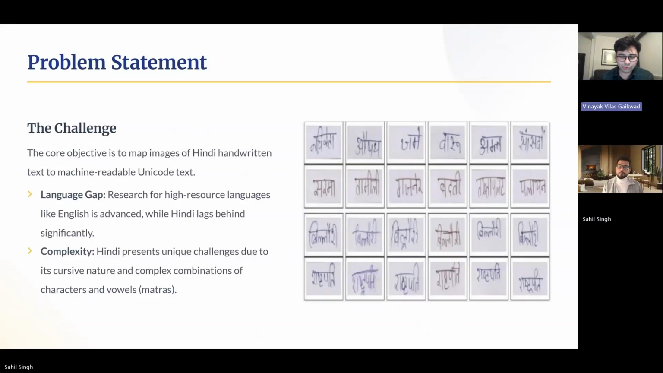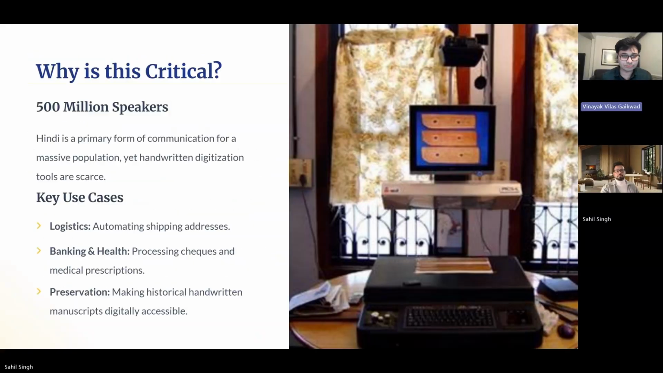The core objective of the project is to map Hindi handwritten text in an image to machine-readable Unicode text. Research for the Hindi language is lagging a lot behind high-resource languages like English, primarily due to the unavailability of a well-annotated dataset for Hindi and also because current state-of-the-art models use outdated model architectures.